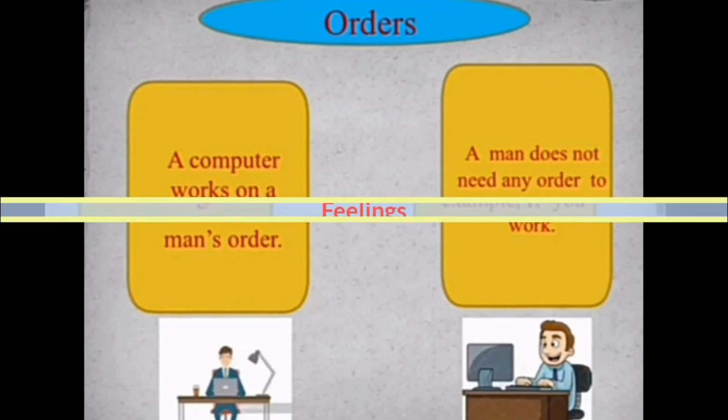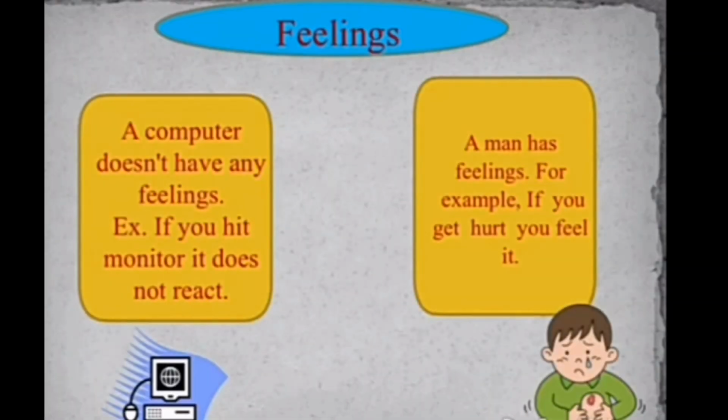Now next point is feelings. A computer does not have any feelings. For example, if you hit any part of the computer, it will not react. It will not cry. It will not get hurt. But a man has feelings. If we get hurt, then we can feel it. We will cry. But a computer never reacts when it gets hurt.